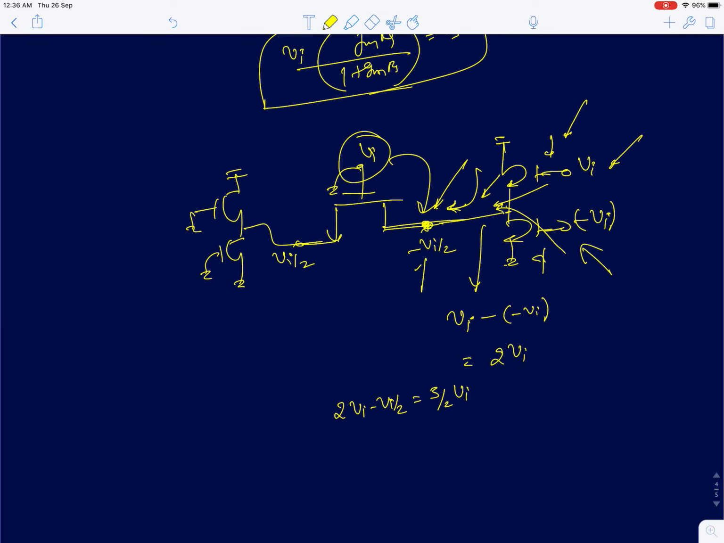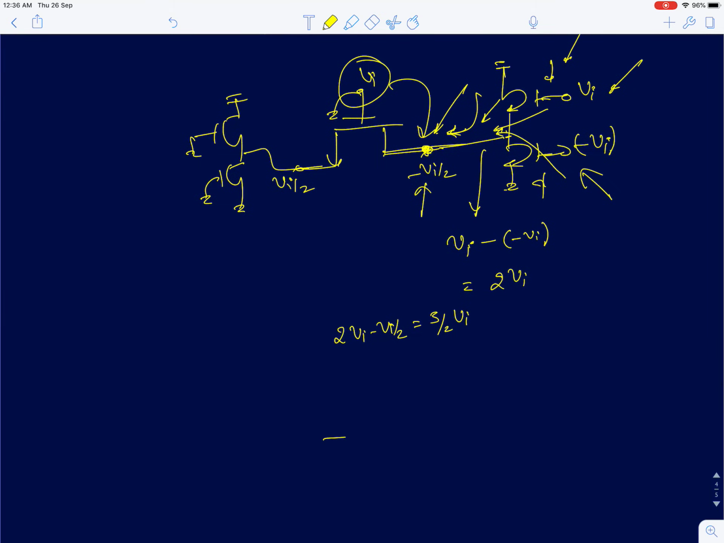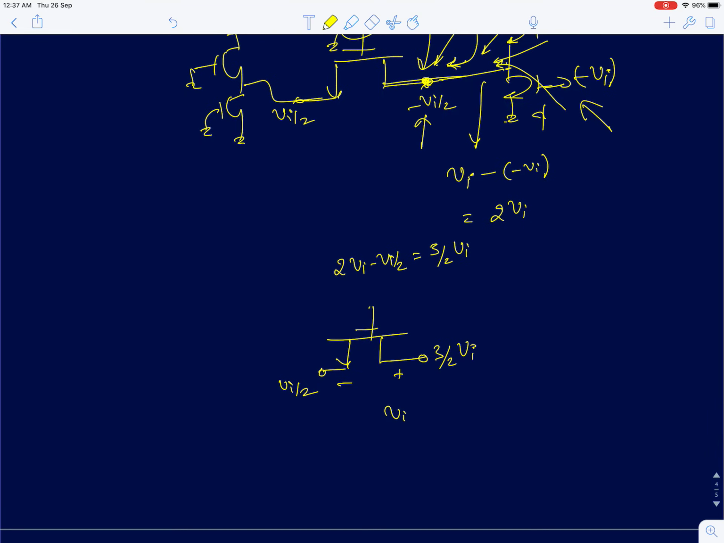Now the voltage at the drain terminal is 3 by 2 Vi, and at the source terminal it is Vi by 2. So the voltage across drain to source is just Vi. So your V0 equals Vi, and the gain of this circuit is just 1.